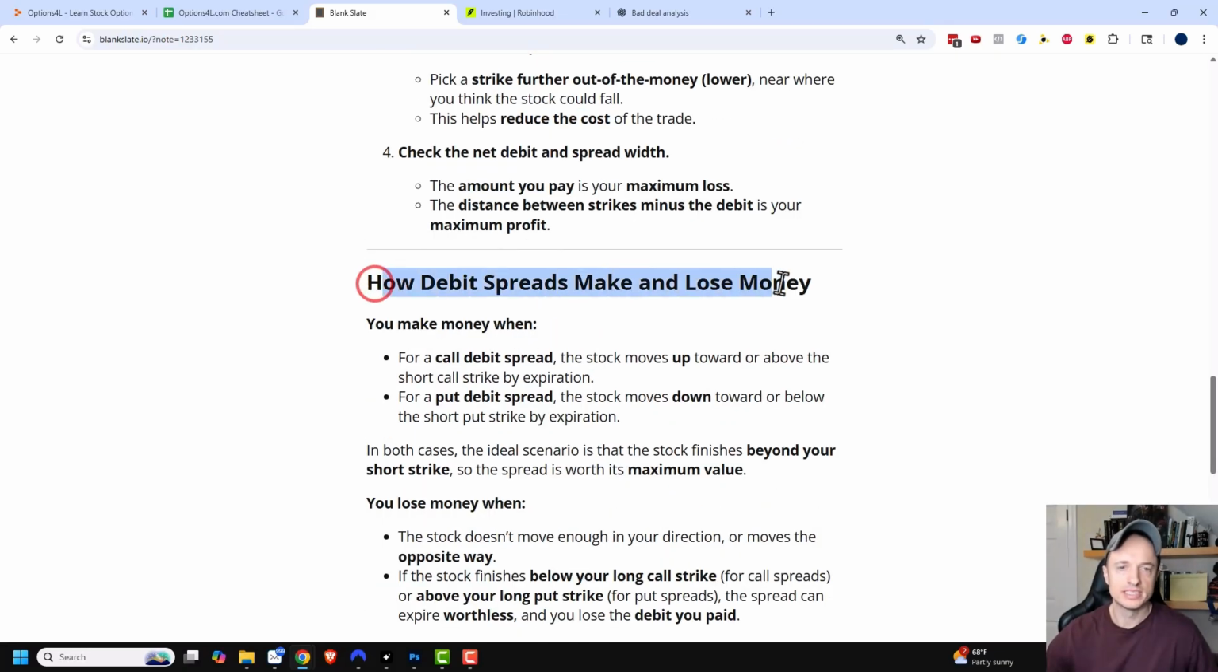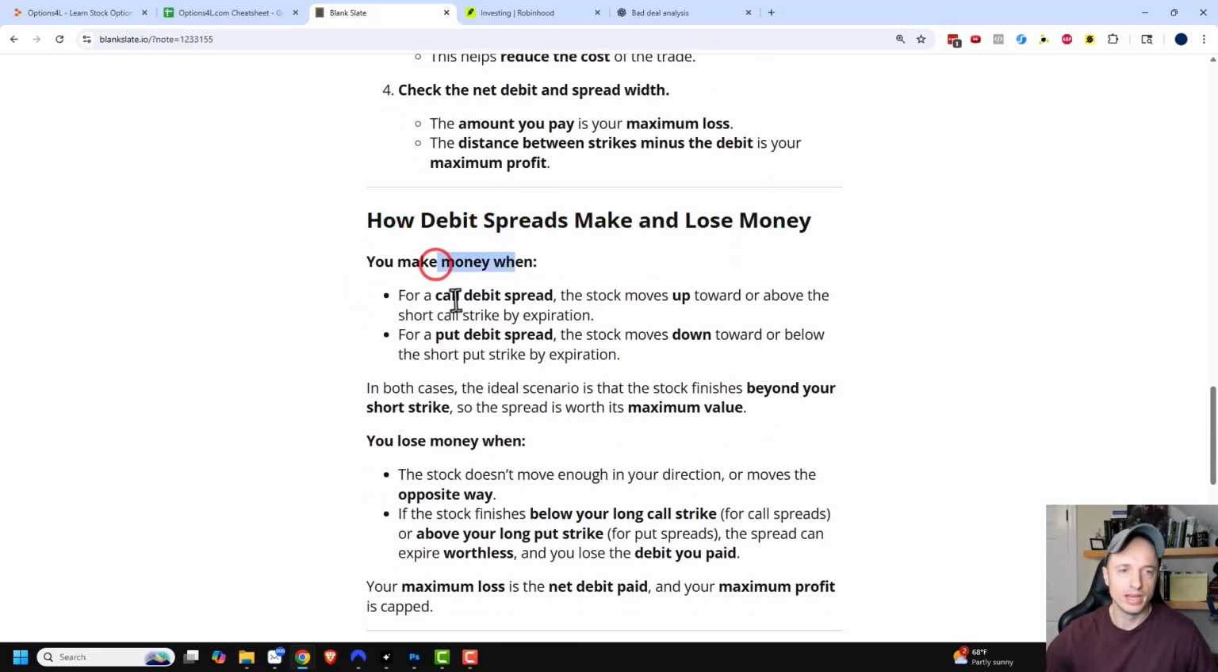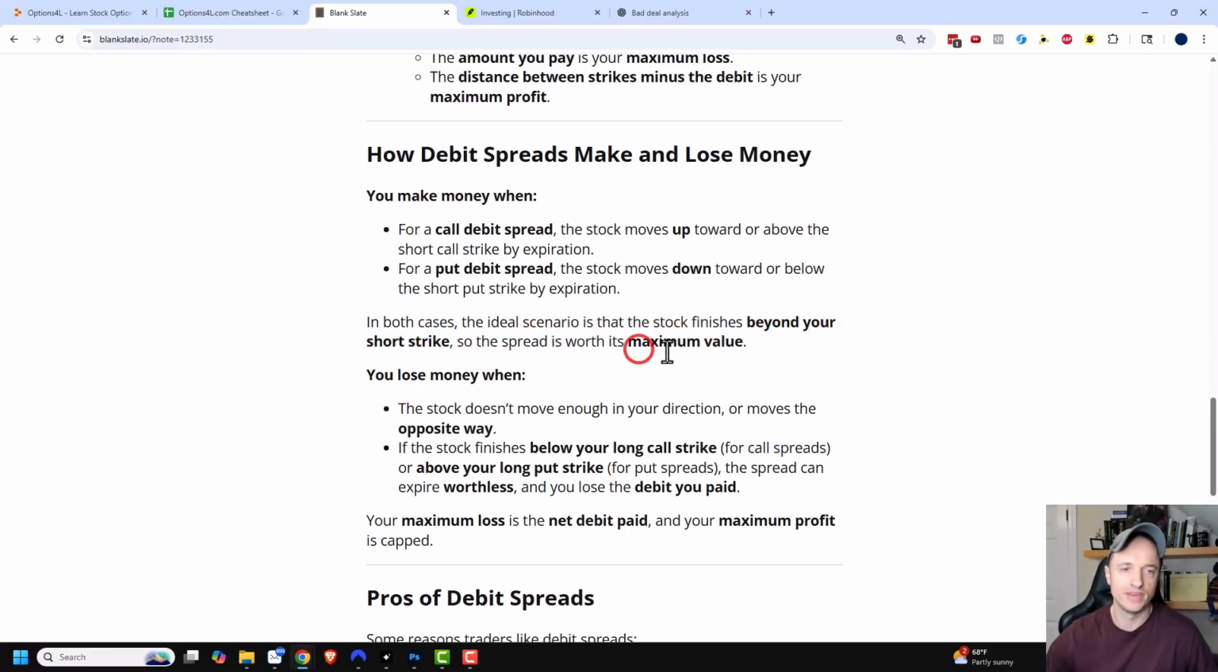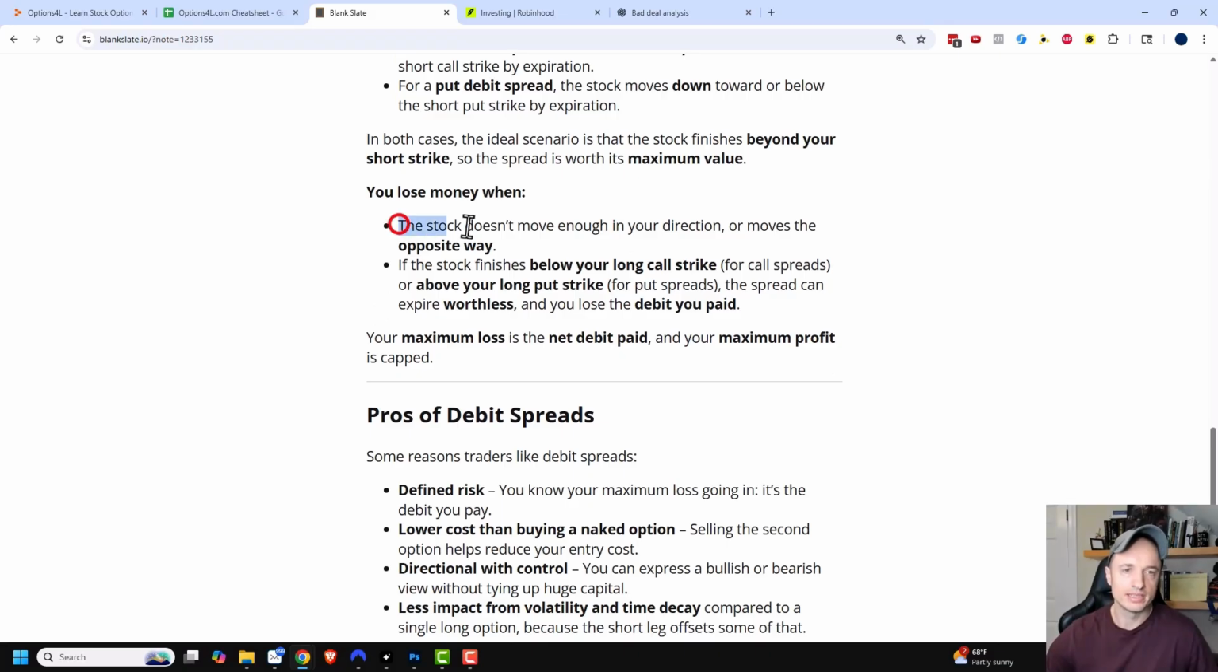So how do debit spreads make and lose money? You make money when, for a call debit spread, the stock moves up toward or above the short call strike by expiration. For a put debit spread, the stock moves down toward or below the short put strike by expiration. And in both cases, the ideal scenario is that the stock finishes beyond your short strike, so the spread is worth the maximum value.